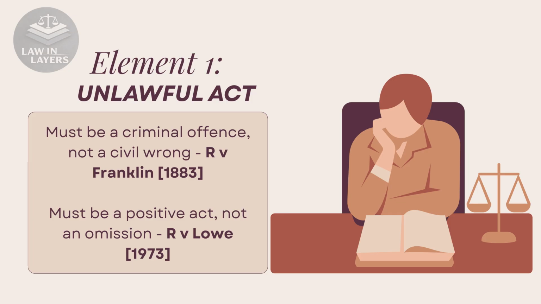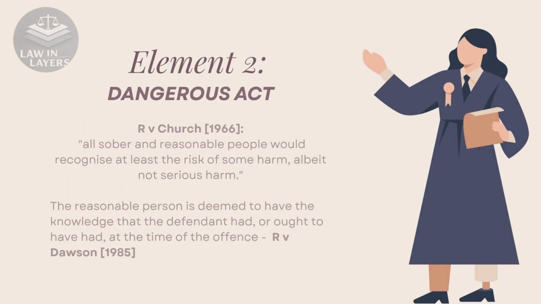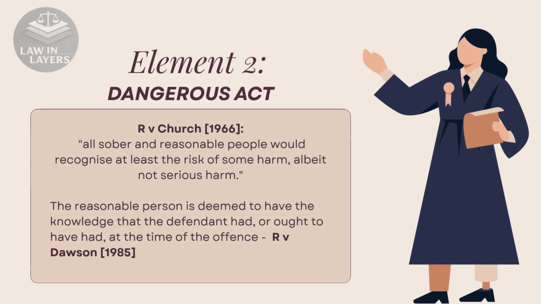It must also be stated that the defendant must engage in a positive act, as an omission will not suffice. This can be seen in R v Lowe, where the defendant failed to call a doctor to attend his seriously ill child. The prosecution could not charge the defendant with unlawful act manslaughter because the case was based on an omission rather than a positive act. The second element considers whether the defendant's actions were dangerous.